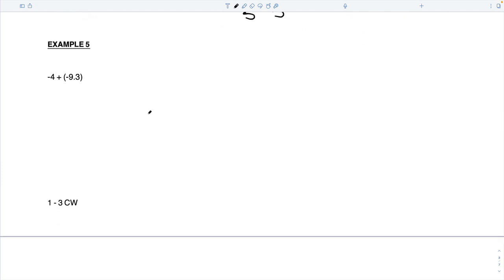The last example. Negative 4 plus a negative 9.3. What are these two numbers actually doing? Do they fight? Or do they do something else? They're banding because both of them are bad guys. We don't fight when we both have negatives next to the number. Rewrite that as negative 4 minus 9.3. Rewrite it.